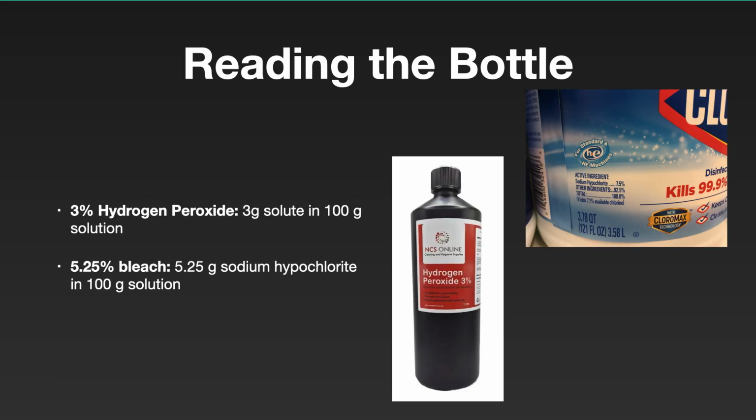You see mass percent every time you go to the store. This brown bottle of hydrogen peroxide is a 3% solution, meaning it contains 3 grams of peroxide for every 100 grams of solution. Standard bleach is usually 5.25%. These numbers tell us exactly how strong the chemical is before we use it for cleaning or experiments.